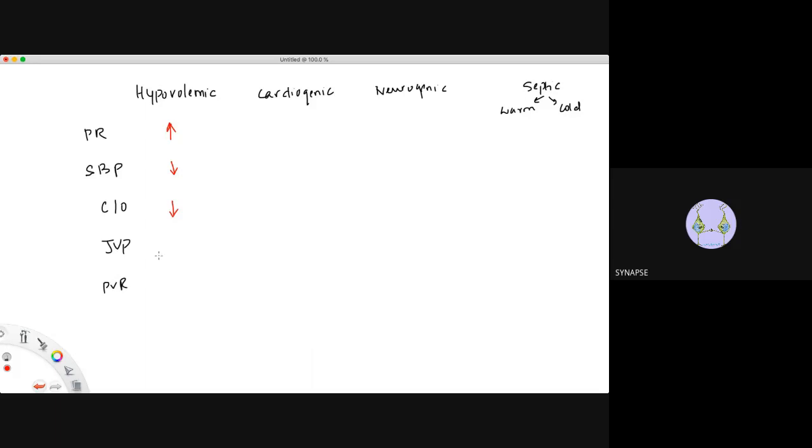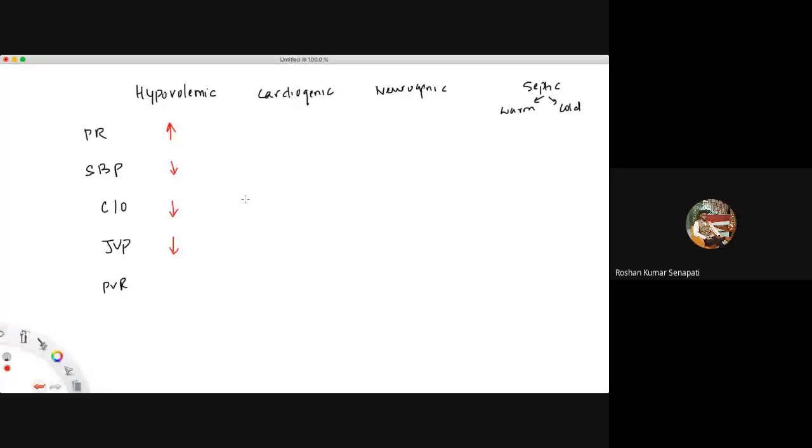Very good. JVP will also be decreased. The whole volume is decreased, right? It's hypovolemia. The whole of intravascular volume is less, correct? So hence your JVP will also reduce. There's nothing, the blood is less, so there's nothing causing the jugular venous pressure.